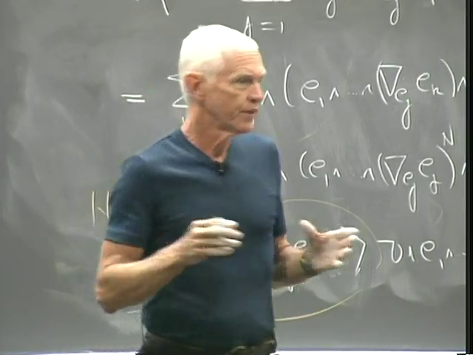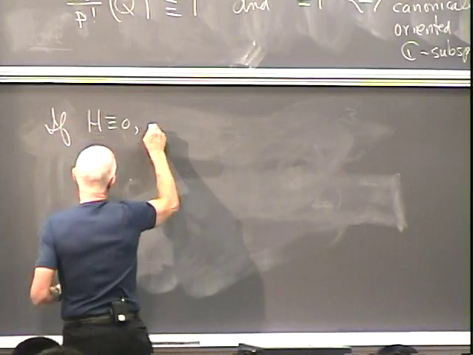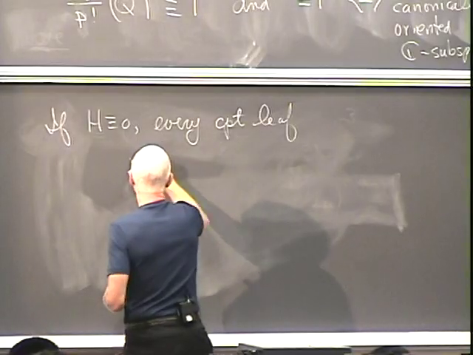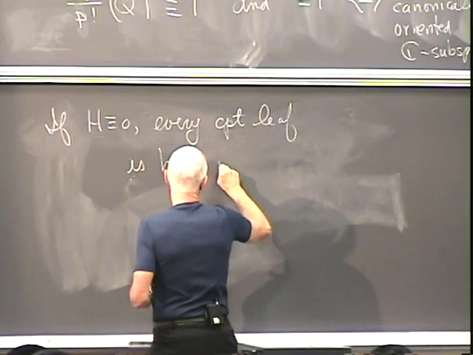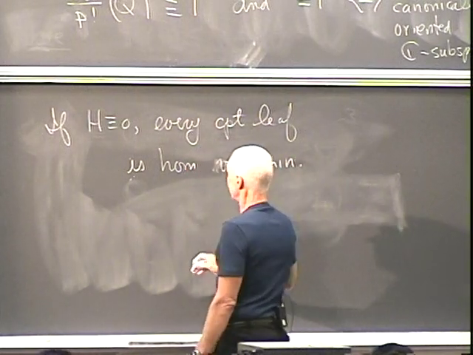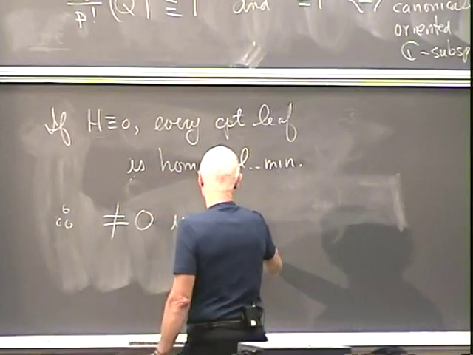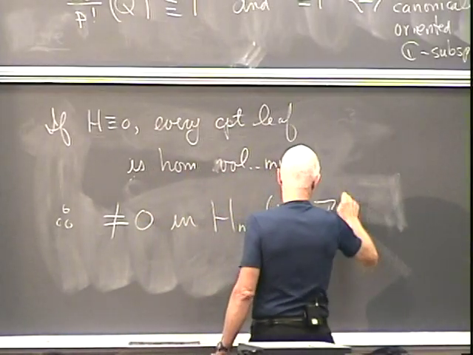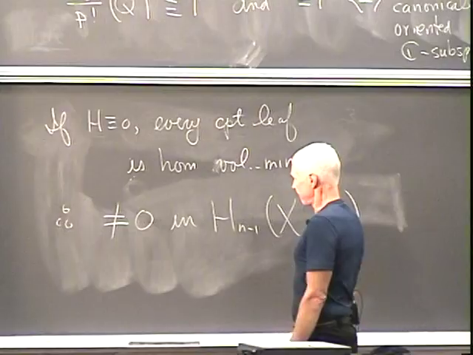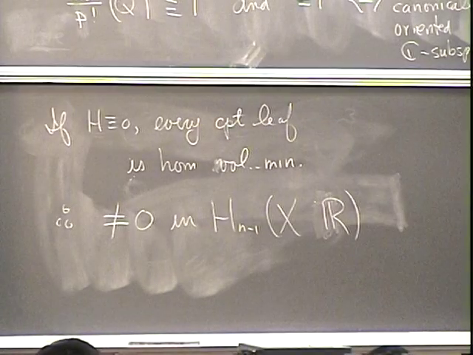Because every compact leaf, so if H is identically 0, note that every compact leaf is homologically volume minimizing, and in particular it's not equal to 0 in H_{n-1} of X, even over R. So if you have a leaf that's homologous to 0, then there is no Riemannian metric that makes all the leaves minimizing.